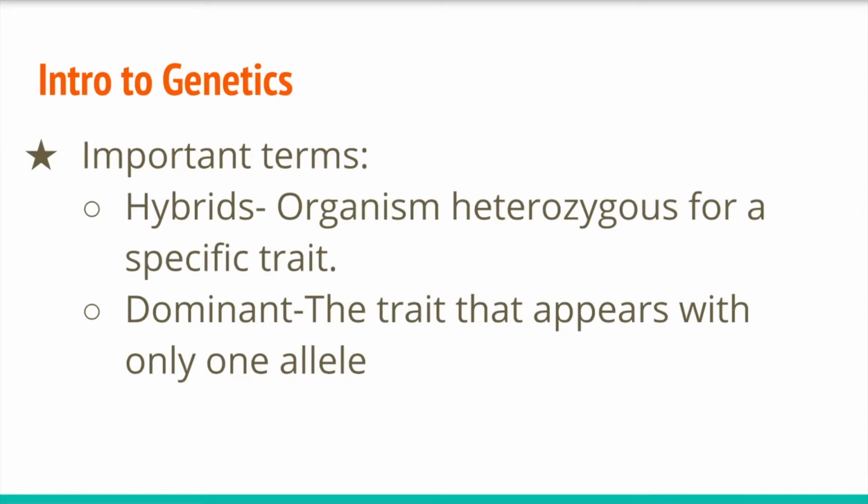So hybrids are organisms that are heterozygous for specific traits. They have one capital letter and one lowercase letter. Dominant is a trait that appears with only one allele, so it's represented by a capital letter. Whenever you have at least one capital letter, that dominant trait will appear. Go ahead and pause if you need to, and continue when you're ready.